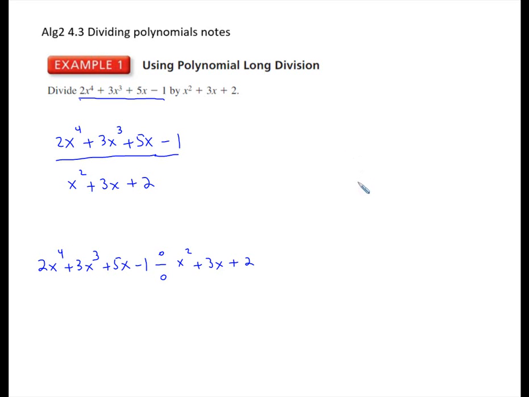Right, Algebra 2, Lesson 4.3, Dividing Polynomials. Example 1 says we're going to divide this polynomial right here by x squared plus 3x plus 2.